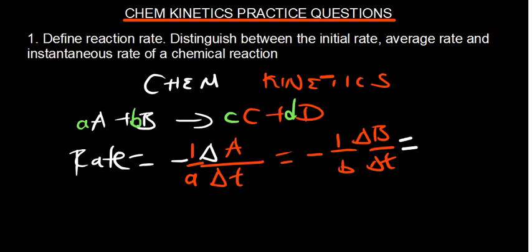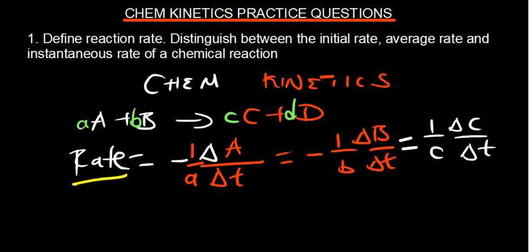Then as you talk about the products, it's just positive. Okay, so why is it positive? Because as the reaction progresses, we expect the amounts of the products to increase with time. That's why, every time you are asked to determine the rate, it's basically going to be a positive value.